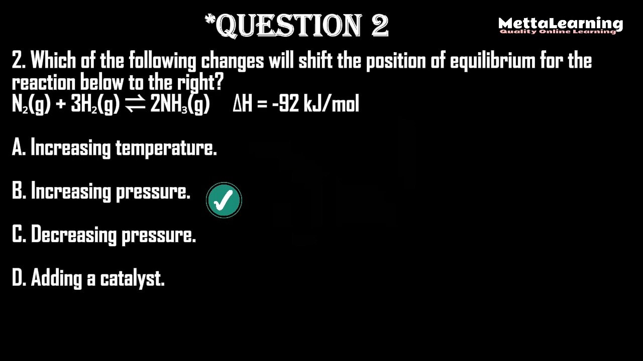So, option A is incorrect because increasing the temperature would shift the equilibrium to the left in this exothermic reaction. And option C is also incorrect because of the same reason. And then option D does not shift the equilibrium position but only speeds up the rate at which the equilibrium is achieved. Now let's look at another question, question 3.